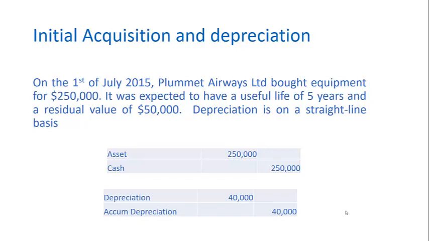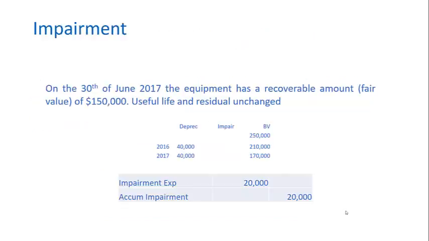The depreciable amount is $200,000 and the depreciation period is 5 years, so on a straight line basis that's $40,000 a year. So that would be the depreciation when recognised in the first year, 2016, and 2017 as well.